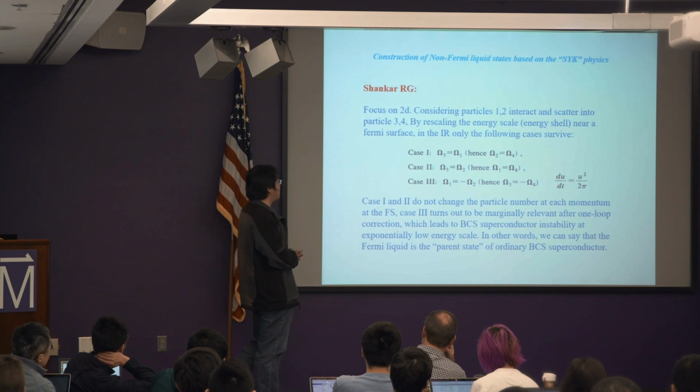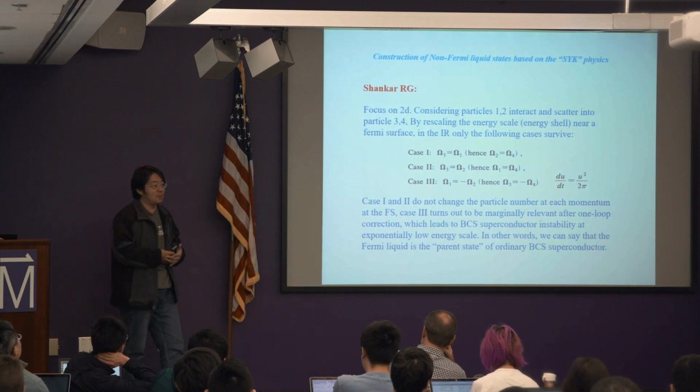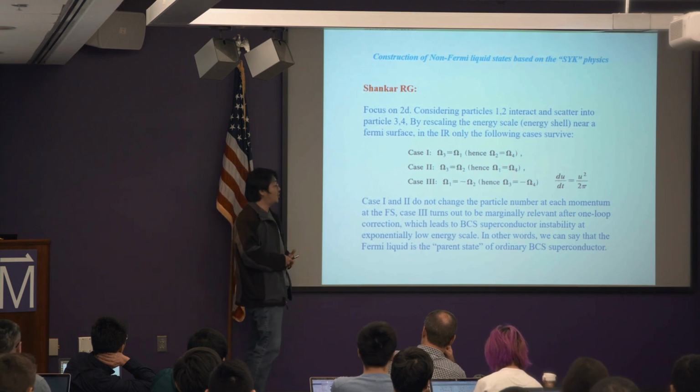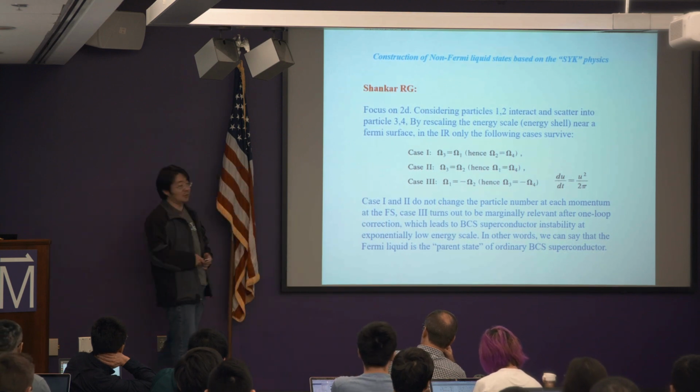This also means that we can view the Fermi liquid with a Fermi surface as a parent state of the ordinary BCS superconductor.